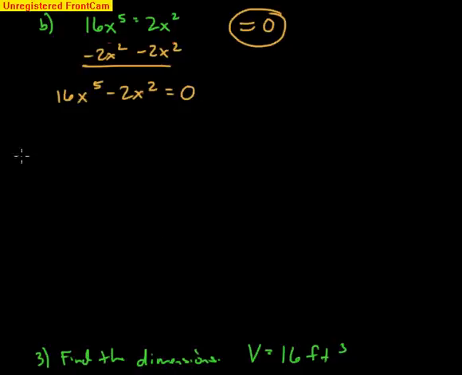I see a couple common things. Number 1, I see a 2. Number 2, I see an x squared. So that leaves me with 8x to the 3rd minus, and I pulled the whole thing out, so that's a minus 1.